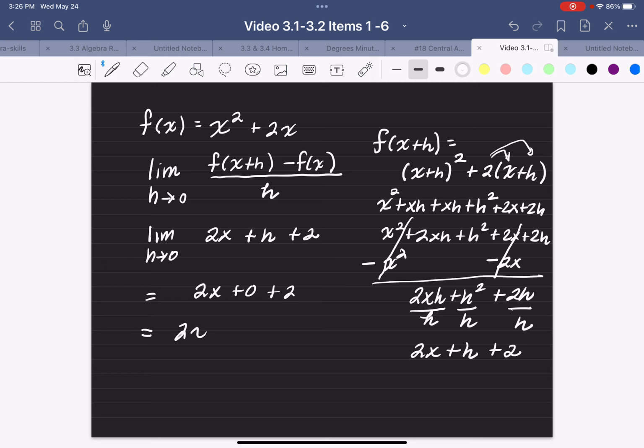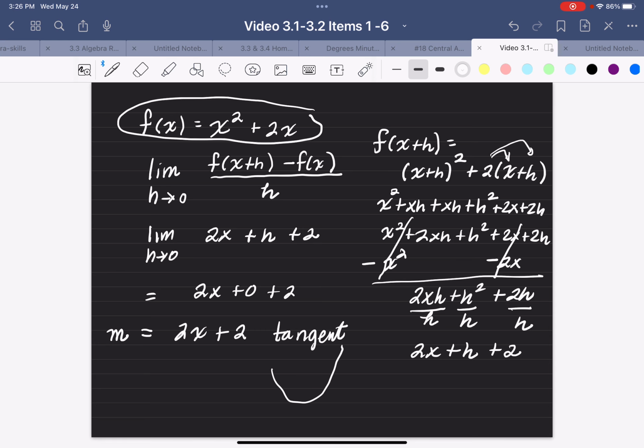So the instantaneous rate of change for the function x squared plus 2x is this formula. Look, this is the slope of the tangent, and it's a formula that will tell us anywhere on that curve what the slope of its tangent is. Remember, we could be anywhere on the curve, and if we plug in that x value down here, we can find out what the slope of that tangent line would be right there at that point.